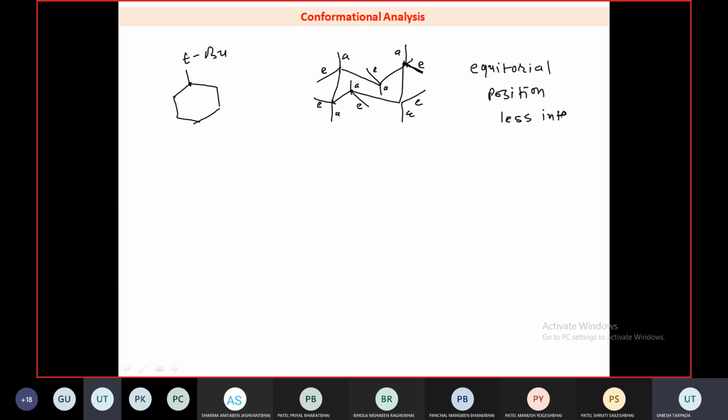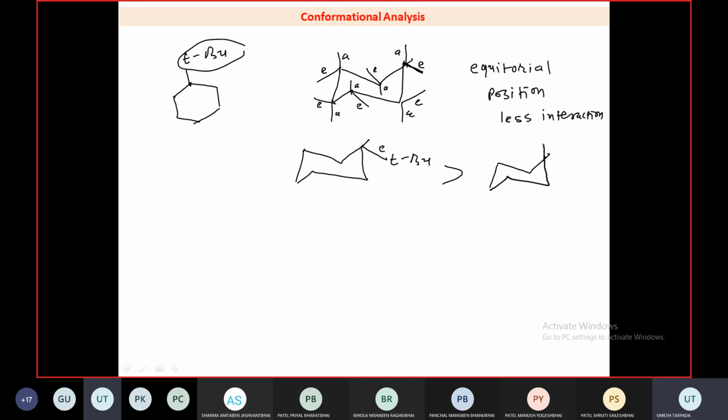Less interaction is there. So which is more stable? Always see, this group is preferred at equatorial position rather than axial. Tertiary butyl group you can put into equatorial. This is more stable as compared to putting it into axial position. So tertiary butyl group is always written in equatorial, which is more stable. This is a stability order.